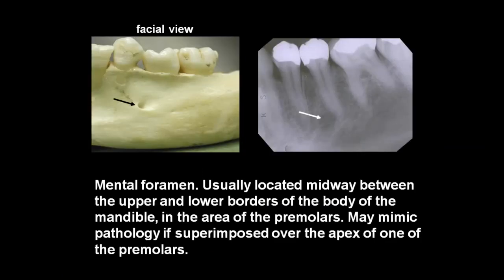Moving on to the mandibular premolar region. In the mandibular premolar region, a radiolucent structure is seen near the apex of the second premolar. Sometimes it is located in between the first and second premolars, or sometimes below the second premolar root apex. This radiolucent hollow structure is nothing other than the mental foramen. This is the termination of the inferior alveolar nerve, which extends from the mandibular canal. It terminates at this mental foramen.